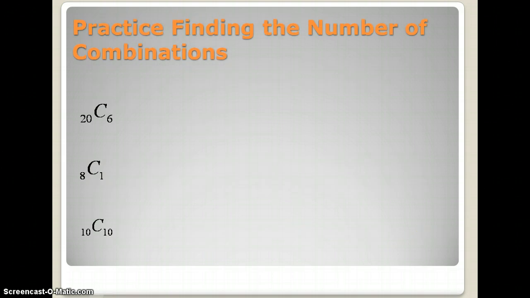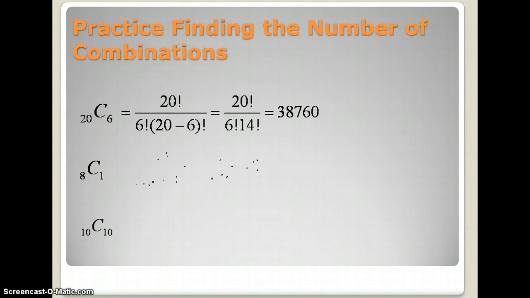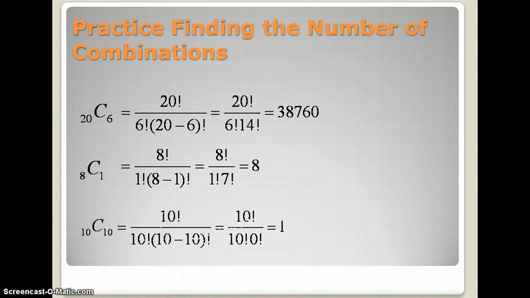So a little bit of practice here again. These are the same numbers that we had before when we talked about 20 and 6, 8 and 1, 10 and 10. But now look at my answers. My answers are getting considerably smaller in this case because order does not matter. Again, we're putting more numbers in the denominator. By putting more numbers in the denominator, my answer is going to end up being smaller.